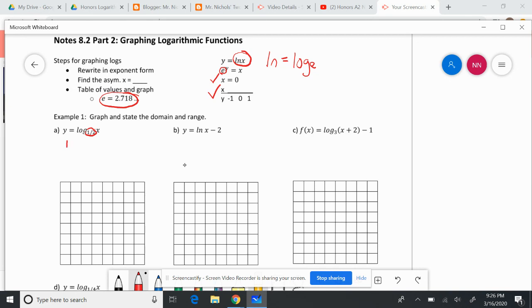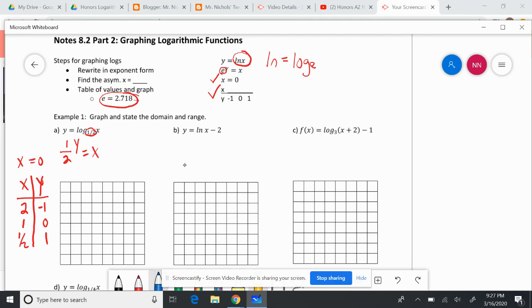We're going to put 1/2 to the y is equal to x. Our vertical asymptote is going to be the same. It's x equals 0. Our chart is going to be just like last time. What we have is -1, 0, and 1. When we plug in a -1, it flips and becomes 2. Anything to the 0 is 1. And when we plug in a 1, what we get is 1/2.